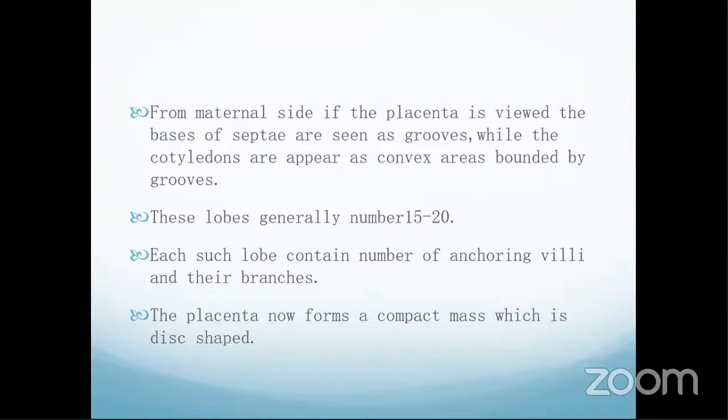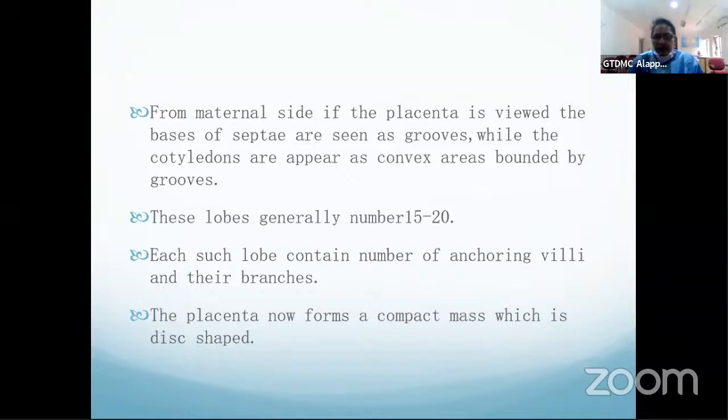When you see the placenta, you will understand all these things. Now you can only imagine what is happening. You can see the picture of the placenta in your text, then you can understand, but how it is formed, you should study. The cotyledons appear as convex areas bounded by the grooves. How many cotyledons? There are around 15 to 20 cotyledons, and each lobe contains a number of anchoring villi and their branches. So an anchoring villus has a stem, truncus chorii, rami chorii, ramuli chorii attached to the maternal side, and the stem is attached to the fetal side.